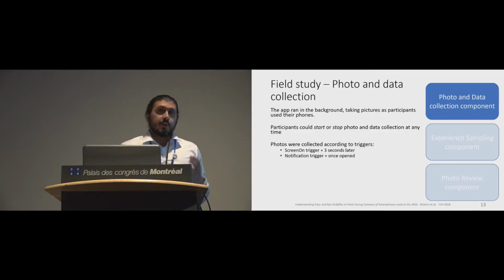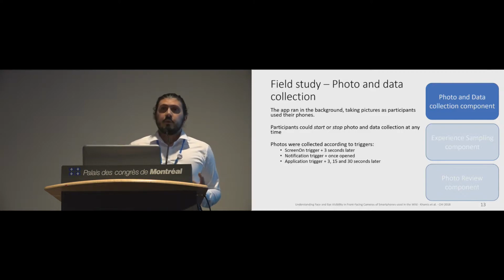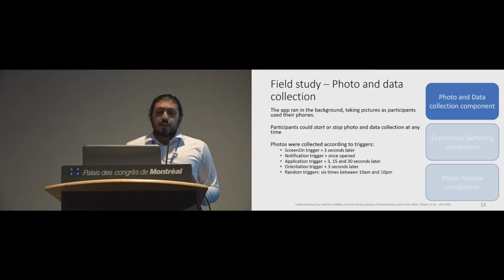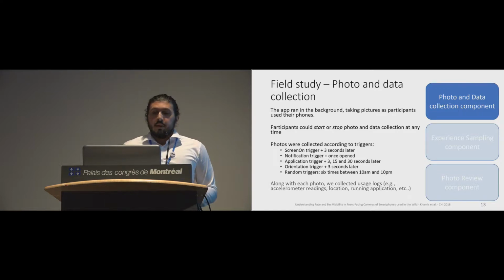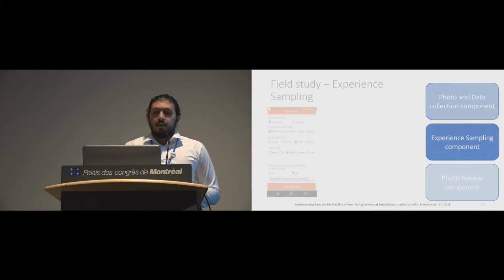We also took photos once a notification was shown and once it was accessed, and once an application is launched, and later on several times to see how the face and eye visibility develop as you use the app further, when the orientation is changed. And we also had some random triggers throughout the day, so from 10 a.m. to 10 p.m. in the evening, we took 6 photos on random intervals. And along with each photo, we collected things like accelerometer readings, running application, and so on.